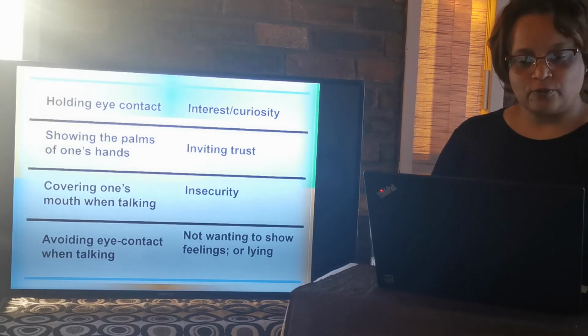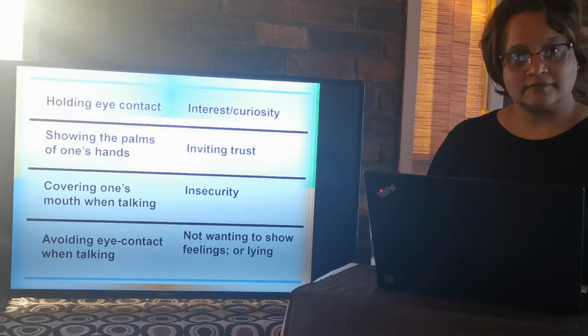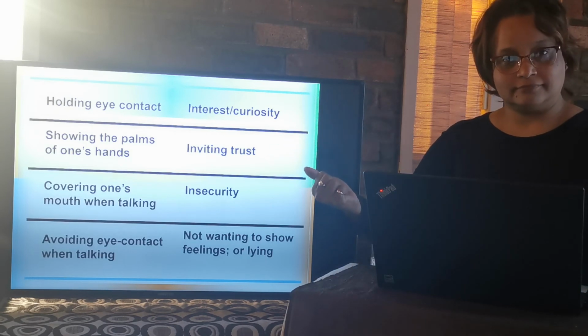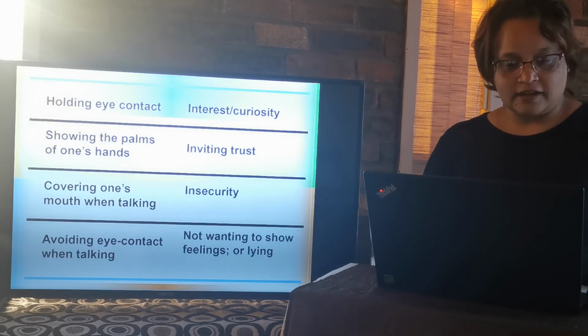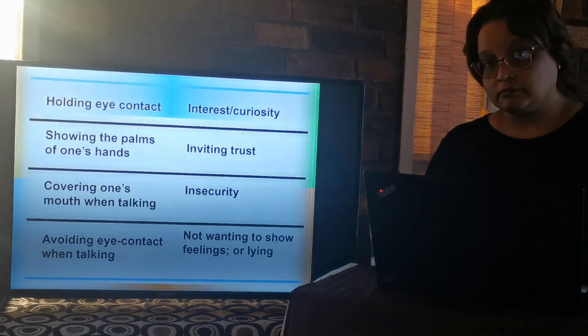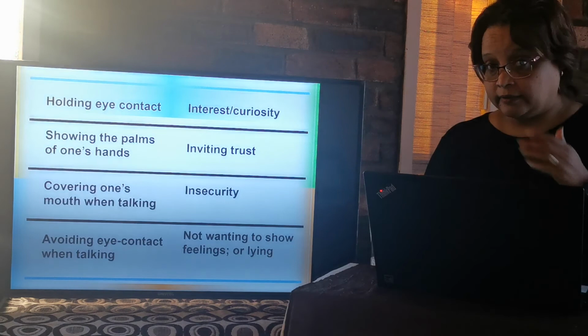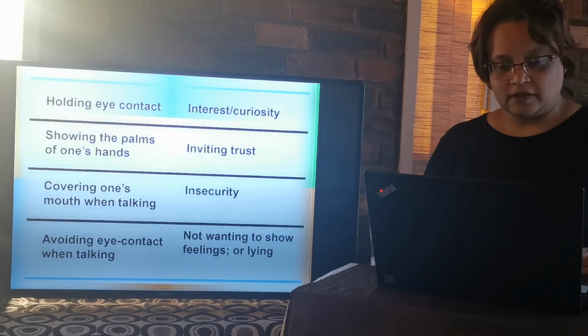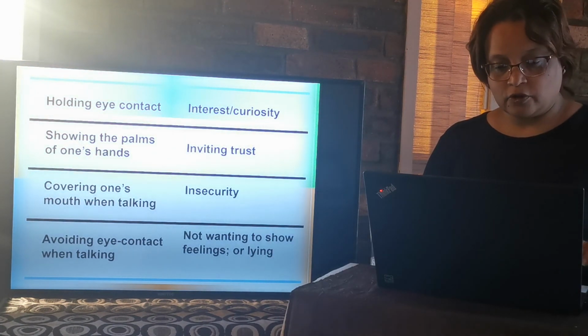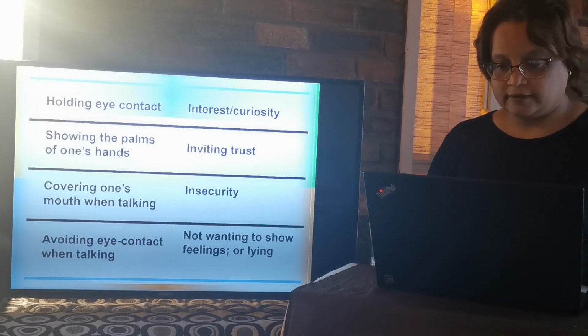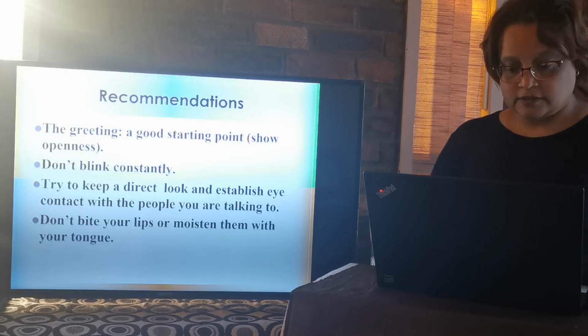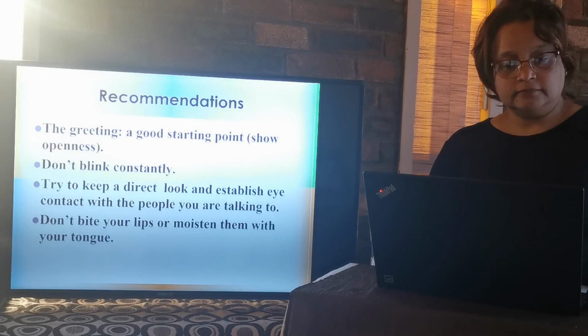Showing the palms of one's hand, inviting trust. Covering one's mouth when talking, insecurity. Almost lying, eh? Avoiding eye contact when talking, not wanting to show feelings or lying. And we're summing up now. The greeting.